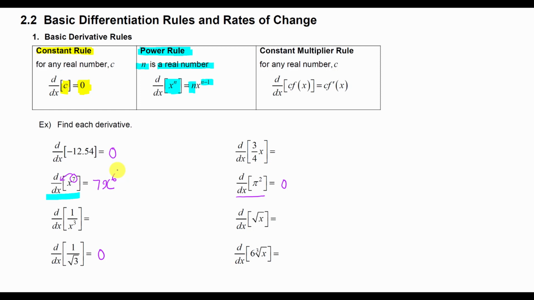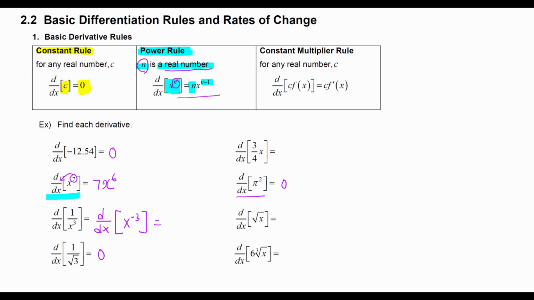Now, how about any other power function do you see? I do see this one. It doesn't look like a power function, but if you rewrite 1 over x to the third power, it is x to the negative third power. Is that a power function too? Well, they said n can be any real number. So the power can be any real number. It's okay to be a negative number as well. Now I can apply the power rule here too.